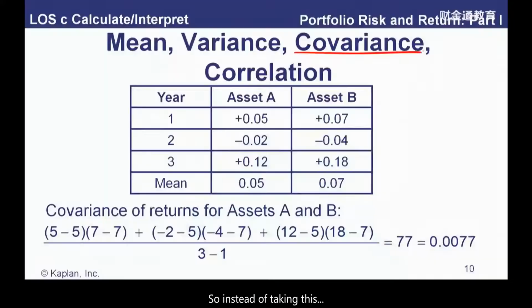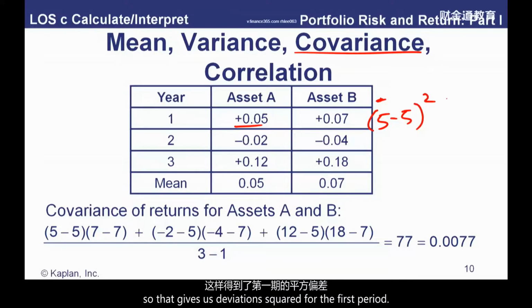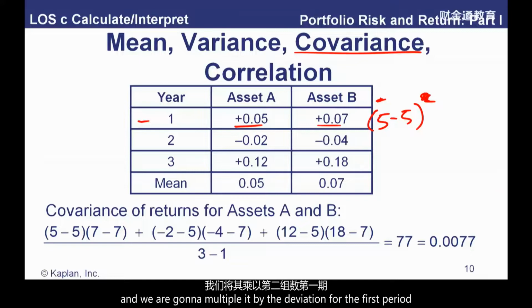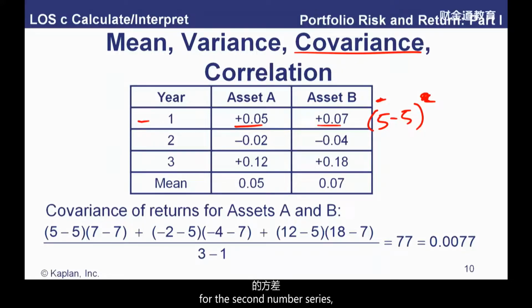So if we're looking at asset A, we took 5, which was the return in the first period, and we subtracted off 5, and then we squared it. So that gave us our deviation squared for the first period. Instead of squaring it, we're going to take the deviation in the first period and multiply it by the deviation for the first period for the second number series, in this case the returns on asset B. So that's just 7 minus 7. In this case, it ends up being 0 times 0, so it's fairly uninteresting.